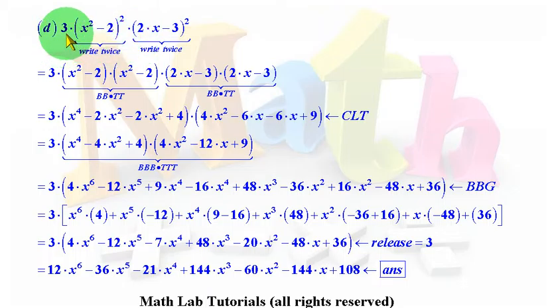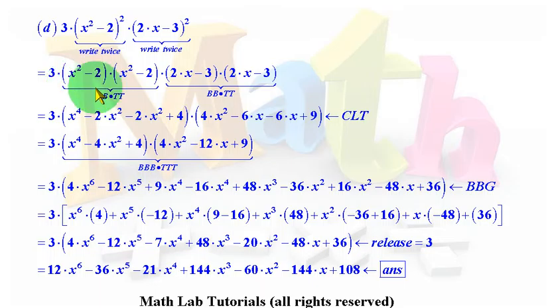3 is an external multiplier, and we'll just drop it down for the time being until we get to the very end. So we drop down the 3, we write down x squared minus 2 down twice, and we write down 2x minus 3 down twice, and we're going to expand 2 brackets at a time. Over here we have 2 bullets, 2 targets, 2 bullets, 2 targets. And we're going to use the bullet target method to do the expanding. Again, we drop the 3 down.